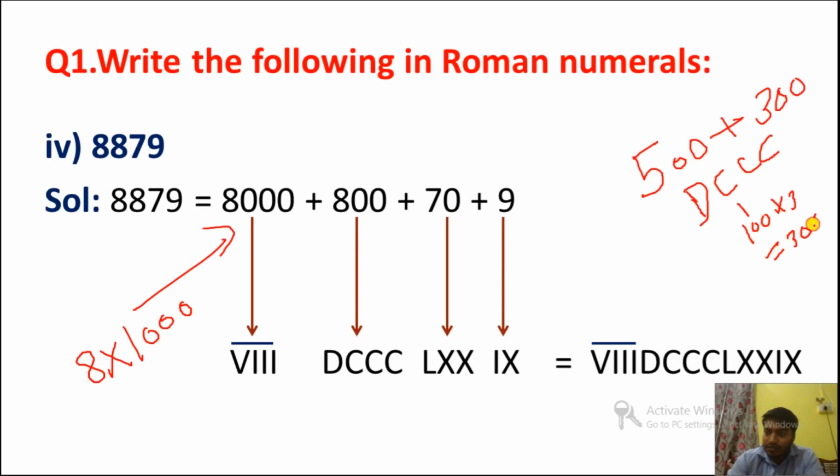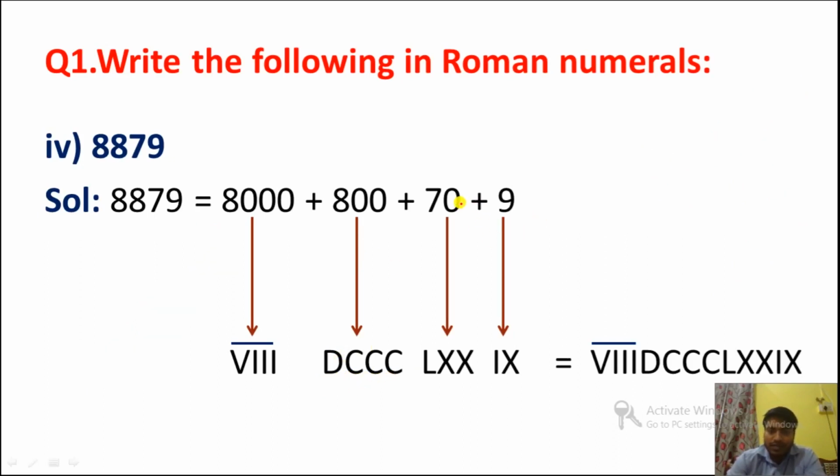D is the higher value symbol and C is the smaller value symbol. That means the smaller value symbol is written just on the right side of the higher value symbol, so there will be addition. 500 plus 300, what will we get? 800. Clear? So we can write 800 as DCCC. Now we have to write for 70.